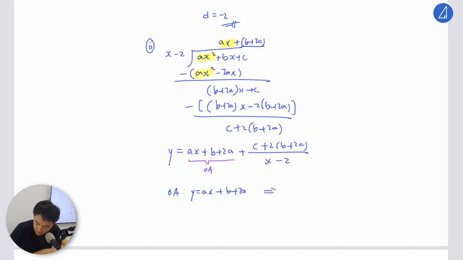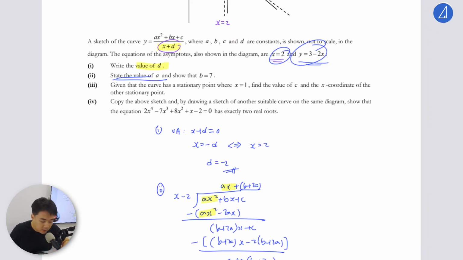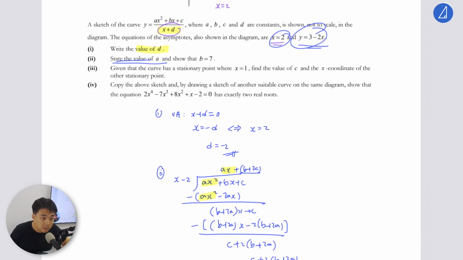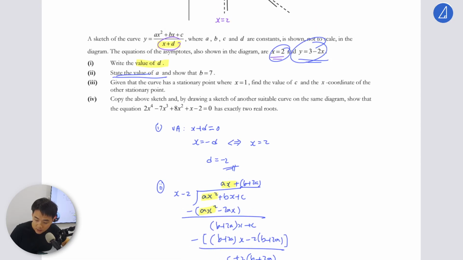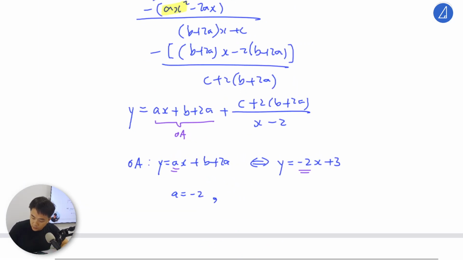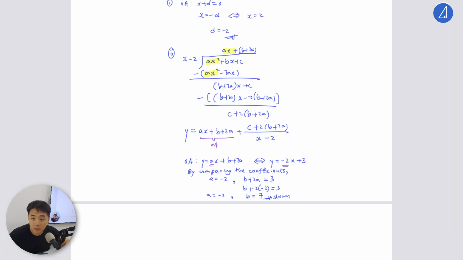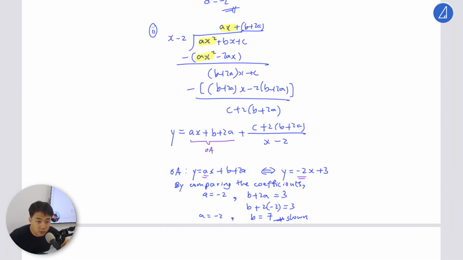Then we compare this with our minus 2x plus 3. So by comparing, we know A is minus 2, not an issue. After which we know B plus 2A equals 3. Then this will be B equals 3 minus minus 4, so B equals 7. There you go. A equals minus 2 and B equals 7, shown.